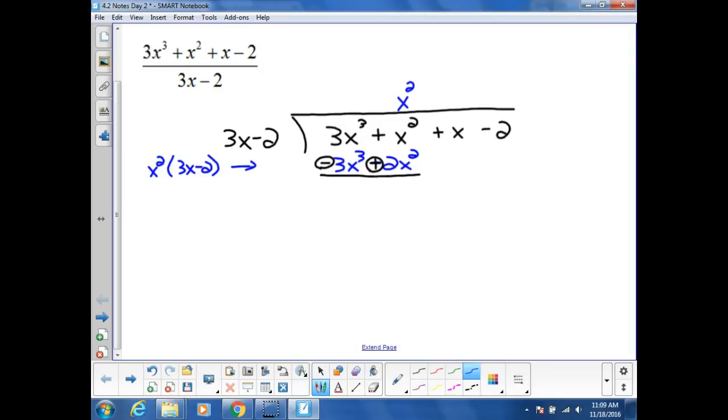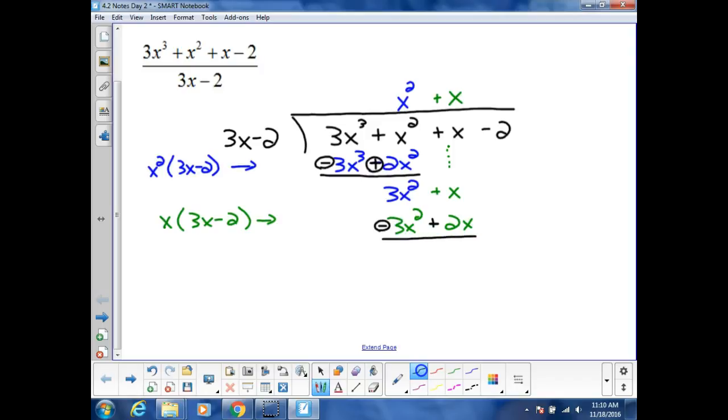So that gives us 3x squared. Then what? Drop the plus x like it's hot. Then I need to multiply by something to get that, so that's going to be x. Three x squared minus 2x. Then what? Flip the signs.